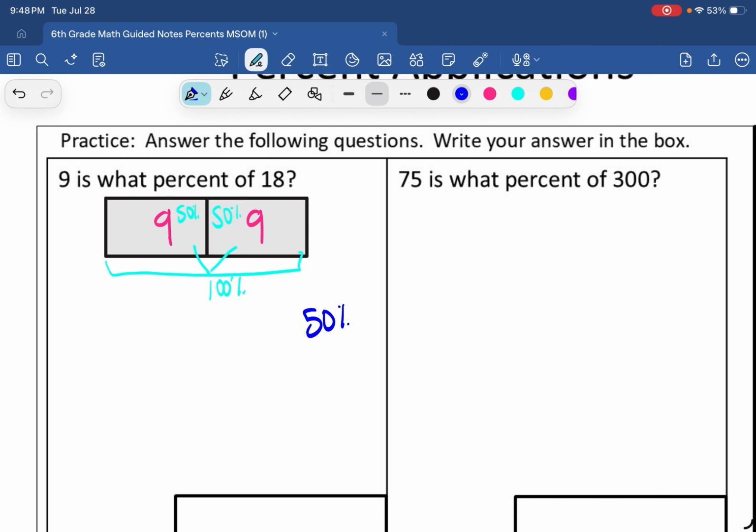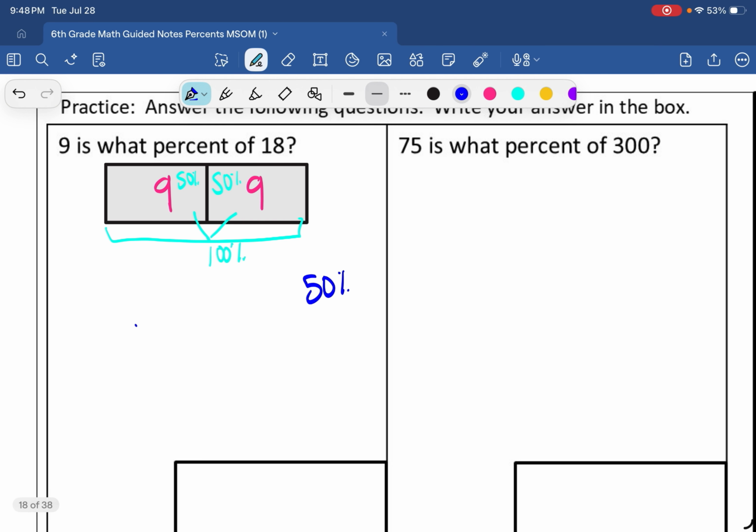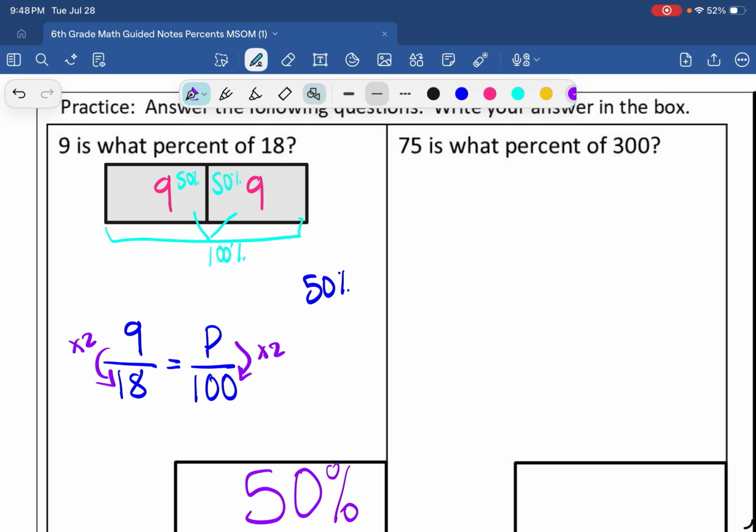Setting this up using equivalent ratios, I have 9 out of 18. I don't know my percent, but it's out of 100. Looking for multiplicative factors, 9 times 2 is 18. Some number times 2 is 100, and that would be 50. So it's 50%.